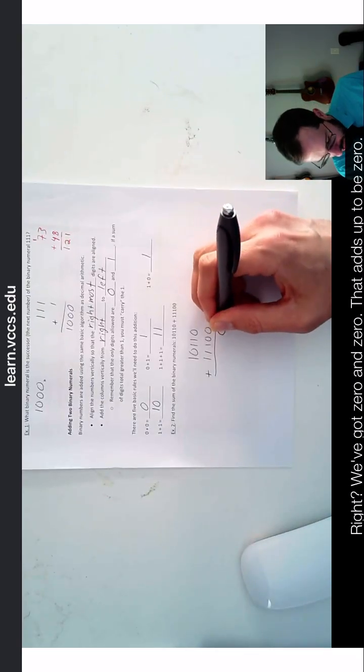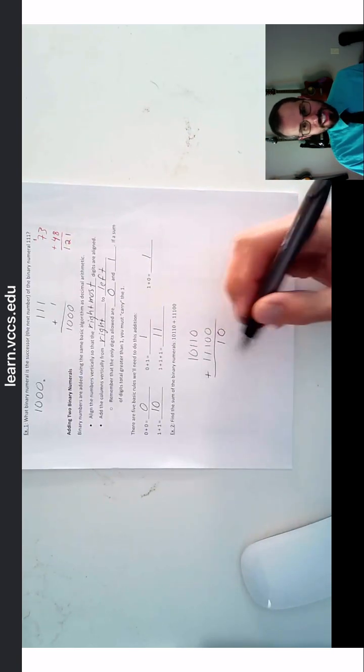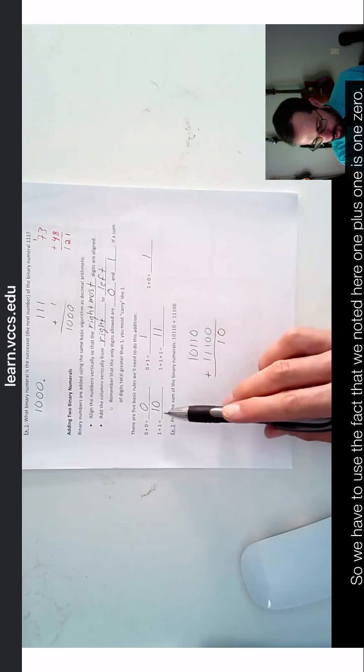So the rightmost column, not much interesting going on there, right? We've got 0 and 0, that adds up to be 0. Next up, we've got 1 plus 0, that equals 1. Now we've got 1 plus 1, but remember, we can't use 2. 2 is not a thing in binary. All we get are zeros and ones. So we have to use the fact that we noted here: 1 plus 1 is 1, 0. So we're going to put the 0 down here, and then the 1 is going to get carried over to the next column.